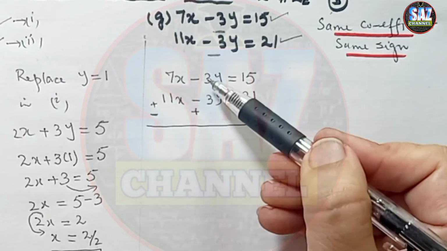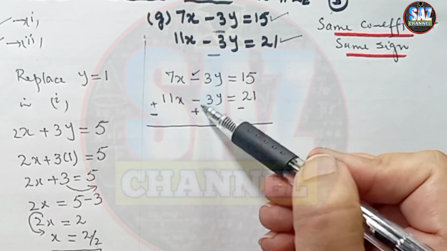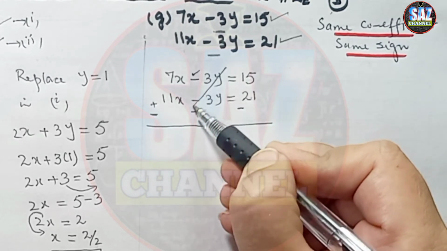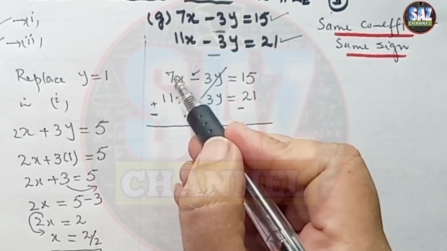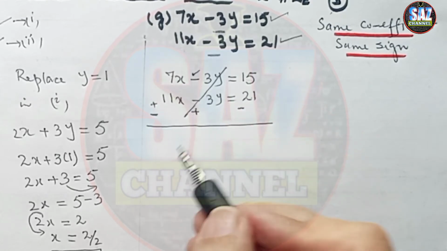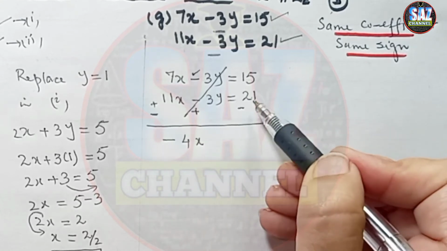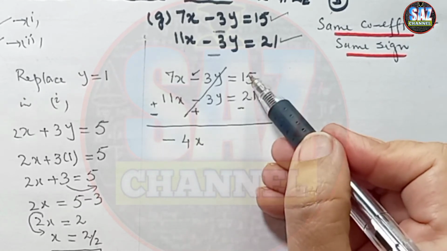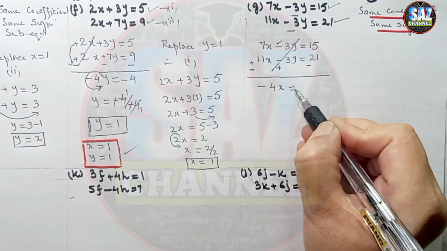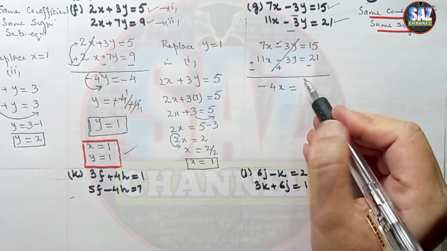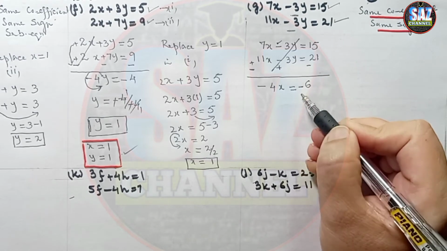Now I can see that y has the coefficient minus 3 and y has the coefficient positive 3, so I can remove the y term at this stage and I'm left with the x term, and 7 minus 11 will give me minus 4x, and this is 21 and 15. I have to take away 15 from 21, and then I'll be talking about the sign. 21 minus 15 is 6, but as 21 is bigger, I have to mark a minus sign.